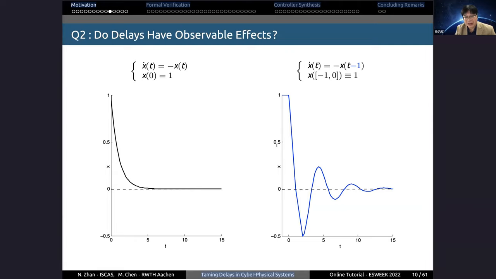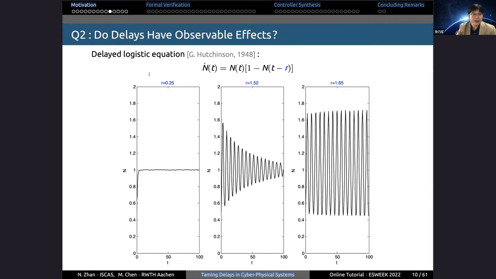In practice, in reality, suppose the system has a one time unit delay, like the delayed differential equation given here. Its behavior can be depicted as the right picture. Its behavior will fluctuate around the line x equals zero. So for this behavior, definitely the safety is violated. Fortunately, the behavior goes to stable finally, so the safety will not be destroyed anymore, okay?